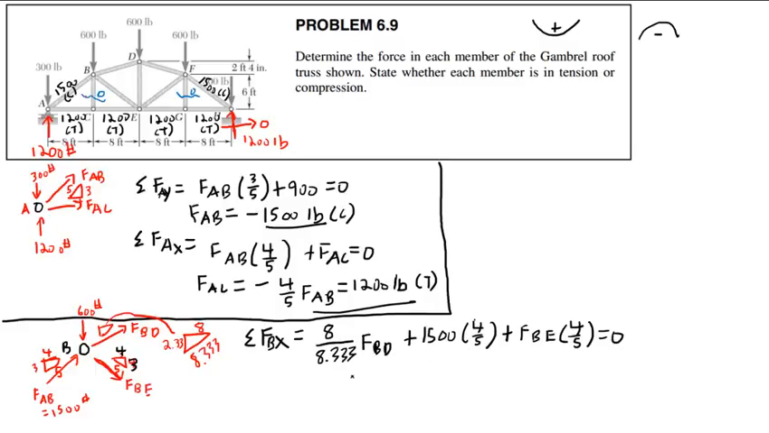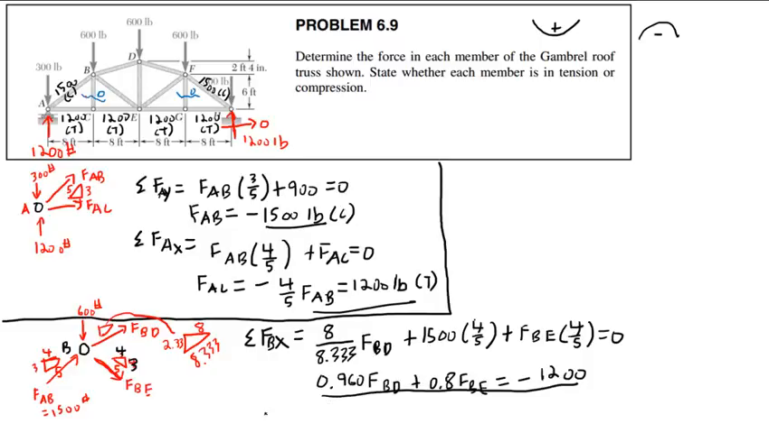Now, let's see. So 8 over 8.333 times 8, I'm going to have 0.960 FBD plus 0.8 FBE equals negative 1200. And that's one equation that we'll need to solve.